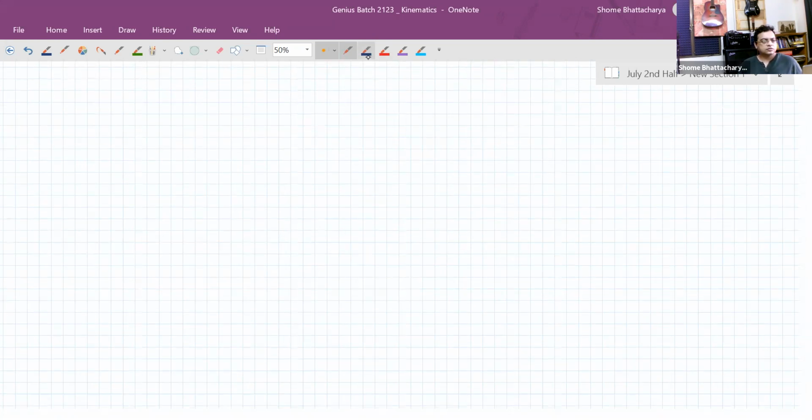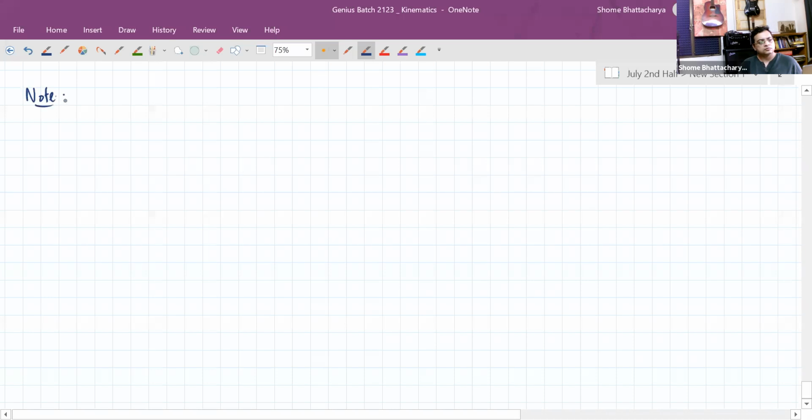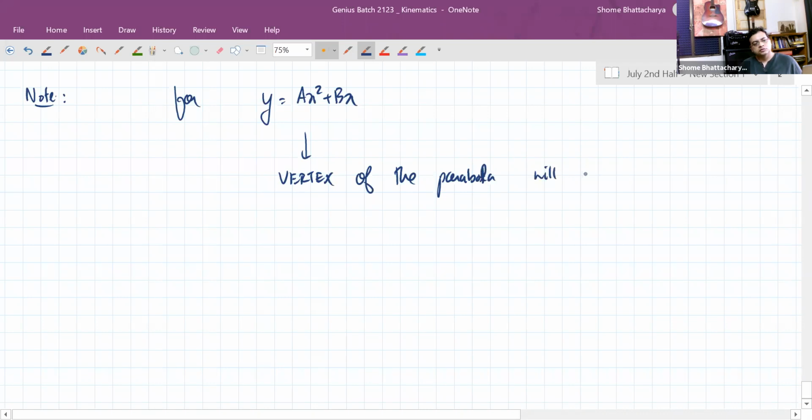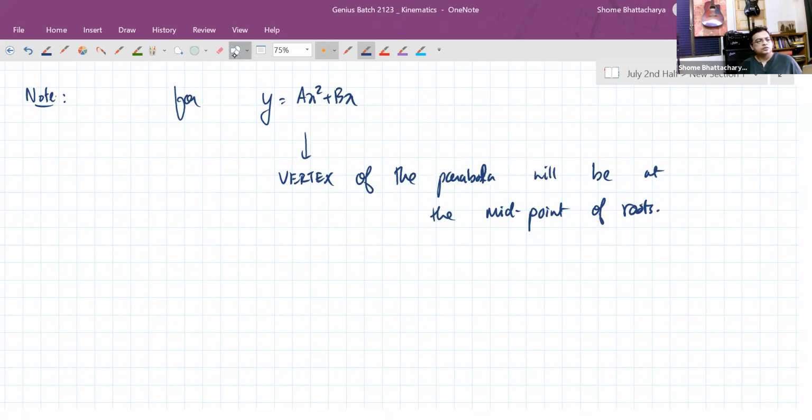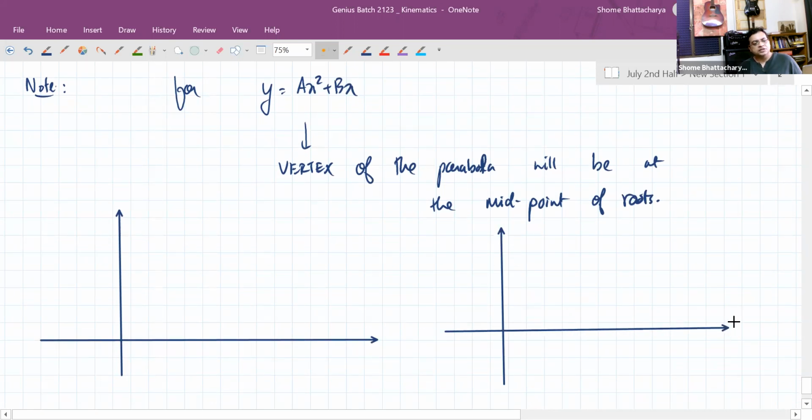Okay. Now the next thing to keep in mind is that for this thing, the vertex of the parabola will be at the midpoint of the roots. Okay. So I'll just show two of the cases here, but you can generalize it to all four cases that we've seen above. That is all four types of combinations of A and B. Positive, positive, positive, negative, negative, positive, negative, negative. In all cases it will work. Okay.